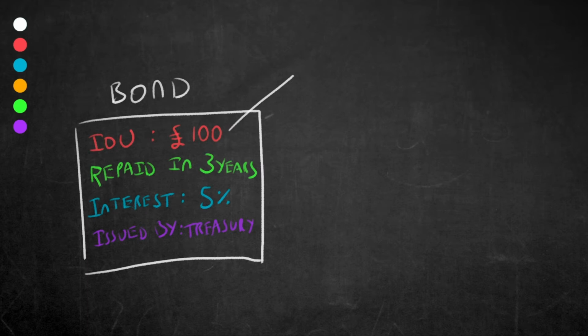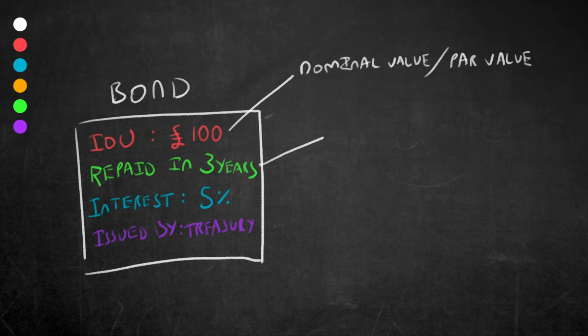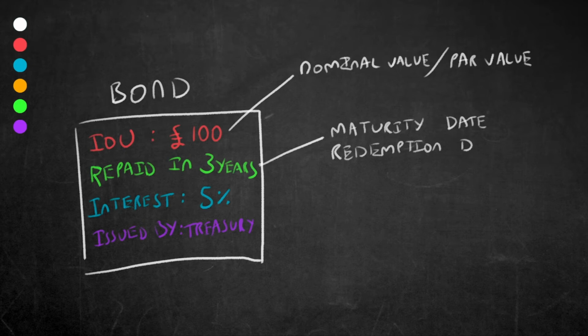Now the IOU, this £100, is known as the nominal or par value. Okay, this is the amount the borrower will pay back to the bondholder at maturity. What is maturity? Well, to be repaid in 3 years' time, this 3 years' time is the maturity or redemption date. Okay, so when it hits 3 years, the bond is effectively matured, and that is known as the redemption date or the maturity date, and this is when the bond needs to be repaid.